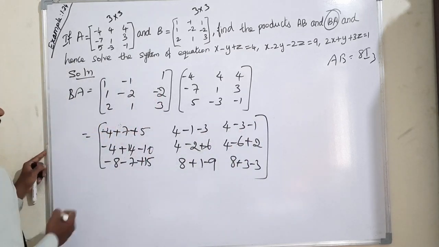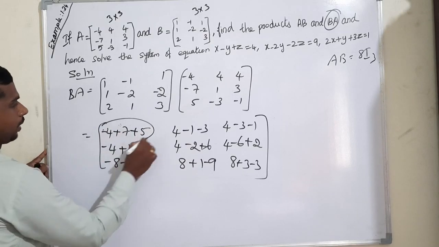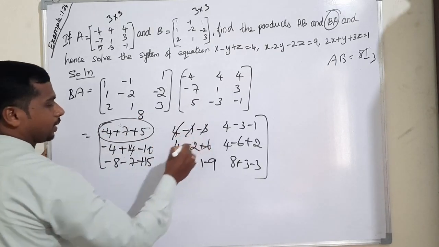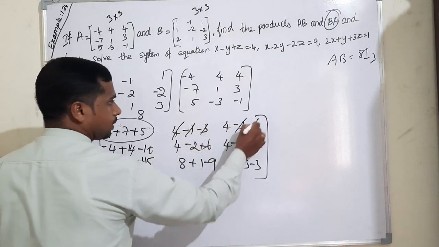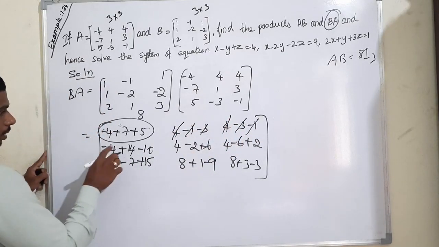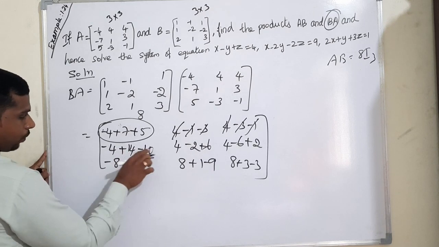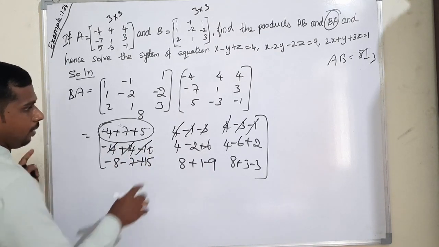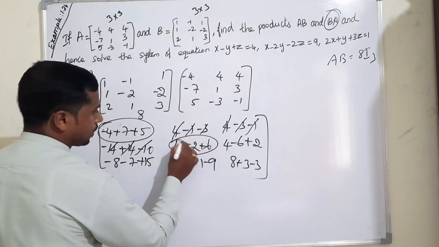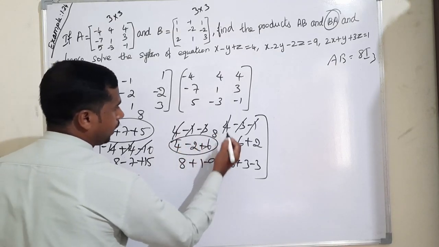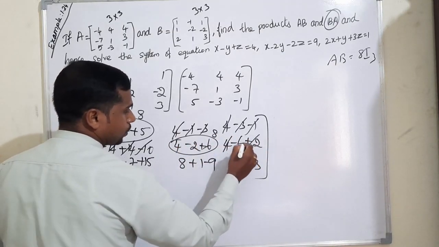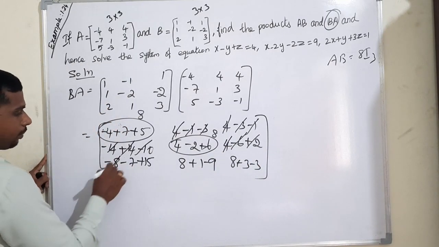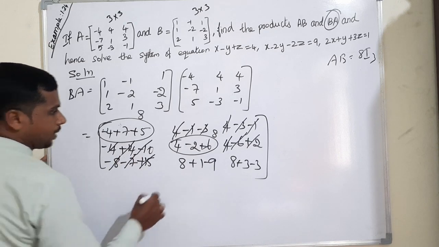Therefore, plus 7 plus 5 gives 12, minus 5... the balance 8 will come here. 4 minus 1 minus 3 means minus 4, and positive 4 cancels. Here plus 14 is there, minus 4, 10 minus 10, so positive 14 will be cancelled. Here look, 6 plus 4 means 10, 10 minus 2 is equal to 8. Here plus 4 plus 2 means 6, minus 6 cancels. Minus 8 minus 7 is minus 15, plus positive 15 cancels.